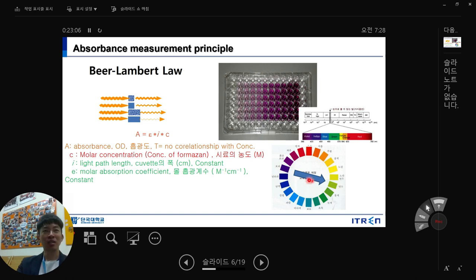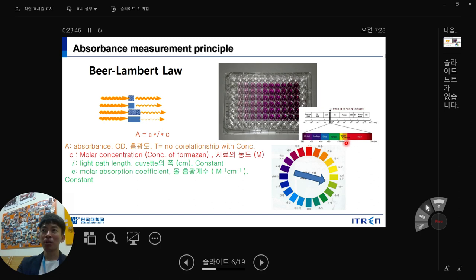Opposite, right? Purple color, opposite color, like yellow, greenish. So if you look at this purple, you can think about the opposite color, and purple's opposite is yellow green around here. That is why your assay can measure this purple color based on a 570 nanometer wavelength. Okay?